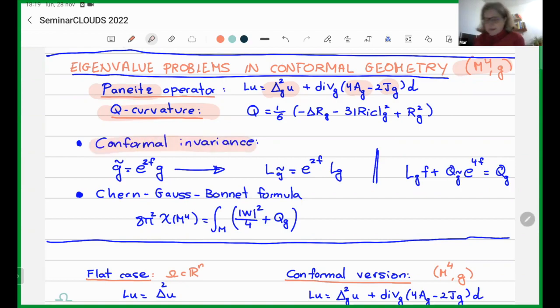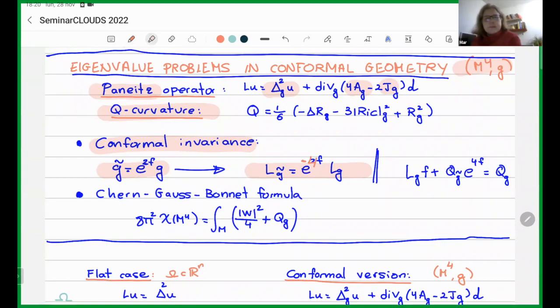Now, the conformal invariance property means that if I change my metric conformally from G to G tilde, and by a conformal change, I mean that I multiply the metric by a positive function, that in this case, it is customary to write as e to the 2f, but as long as it's positive, you can write it in many different ways. Then there is a very simple law that relates the operator with respect to the metric G and with respect to the new metric G tilde. And indeed, oh, I think this is a 4, sorry. That should be -4.